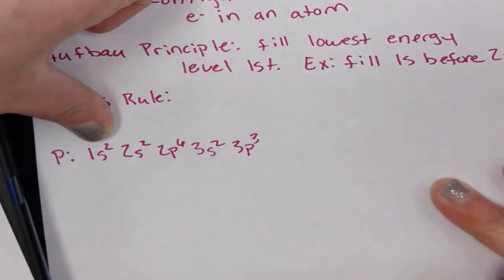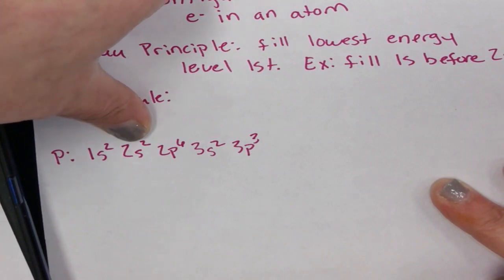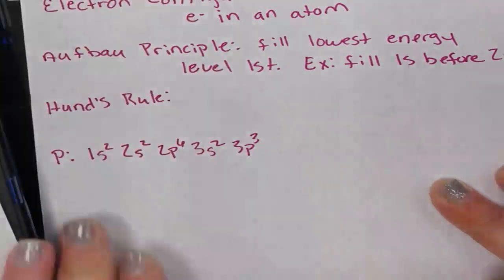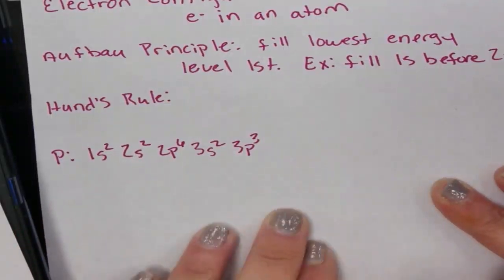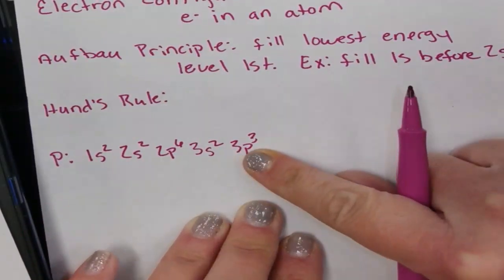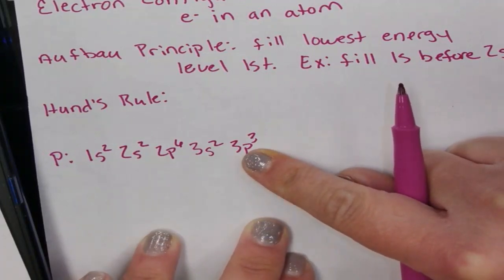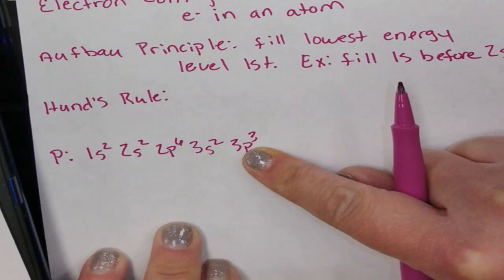So the 1s has less energy than the 2s. The 2s has less energy than the 2p. So out of all of these, the highest energy is going to be the 3p. So that means the electrons in the 3p have more energy than any of the other electrons.